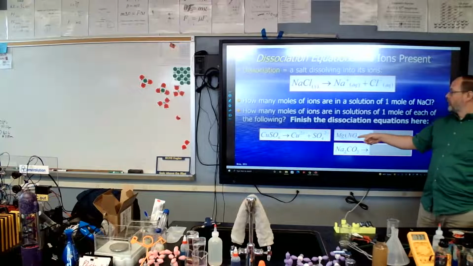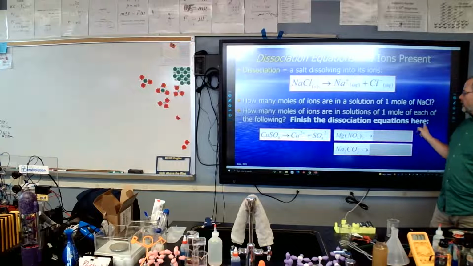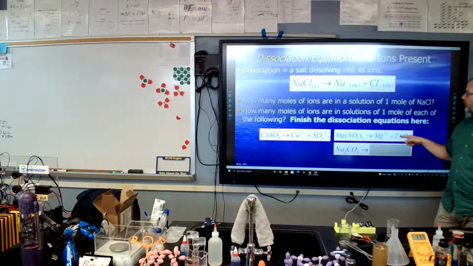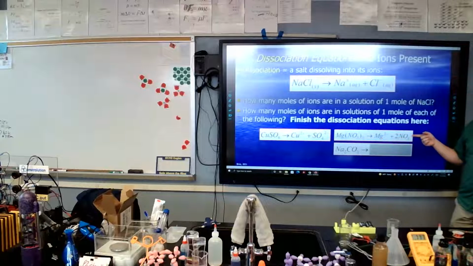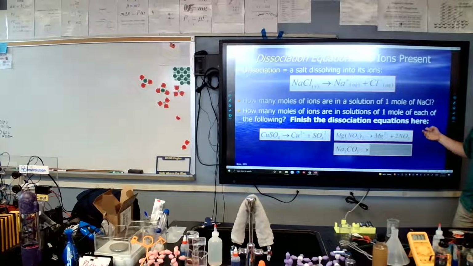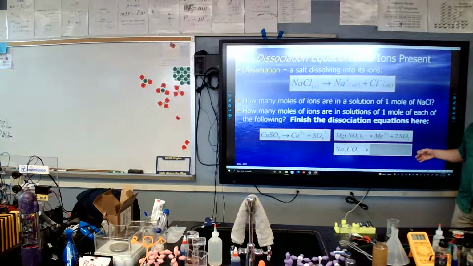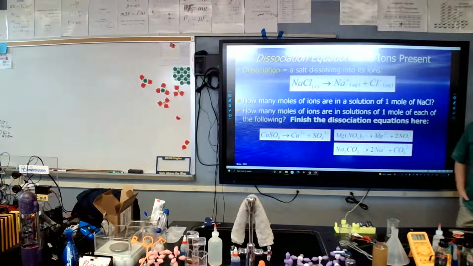Magnesium, they make it easy on this one. Magnesium nitrate. So magnesium and nitrate. You get 2 nitrates. So how many total moles of ions? 3. And for sodium carbonate, also 3. Make sense?